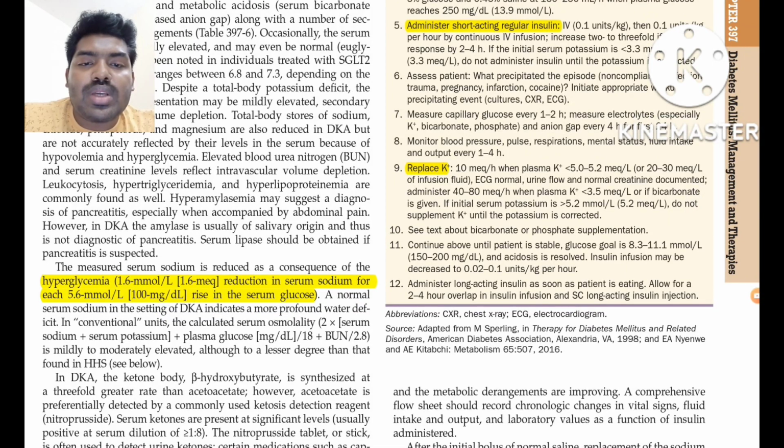Then you have to address potassium level. If the potassium level is less than 5 to 5.2, you have to give 10 milliequivalents per hour. If it is less than 3.5 milliequivalents per liter, you have to give 40 to 80 milliequivalents per hour.